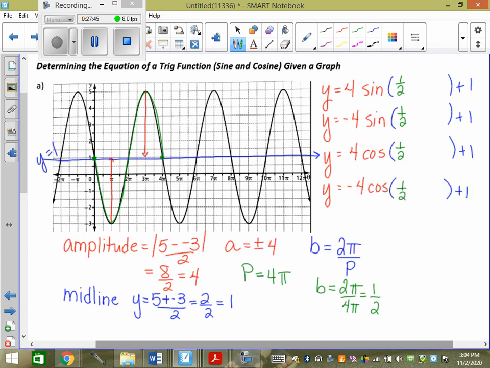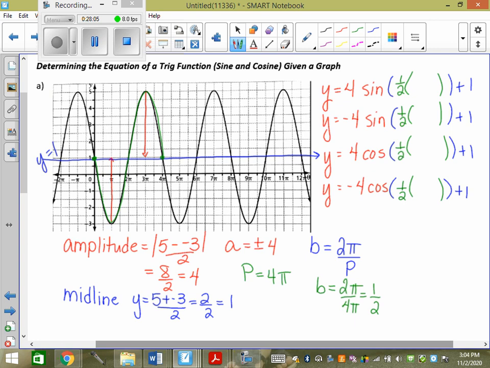Does that make sense? My period is 4 pi. It's supposed to be 2 pi on a normal graph. If I'm stretching it by a horizontal stretch of 2, that would get me 4 pi. So it does make sense. If I have a horizontal stretch of 2, my period should be 4 pi, which it is. And then I get these that are all the changing ones.